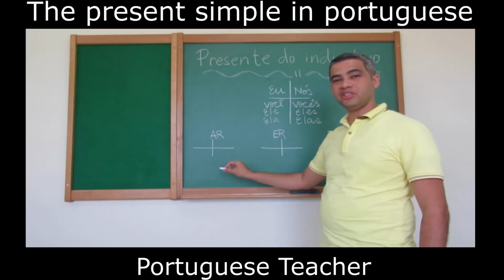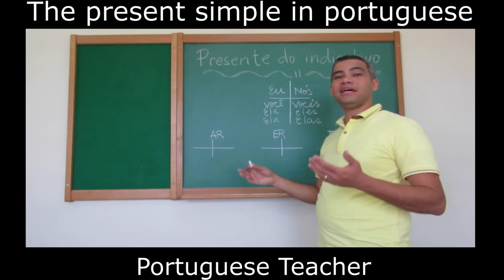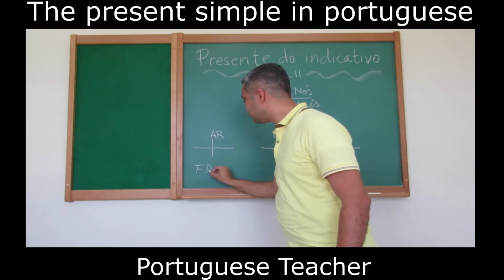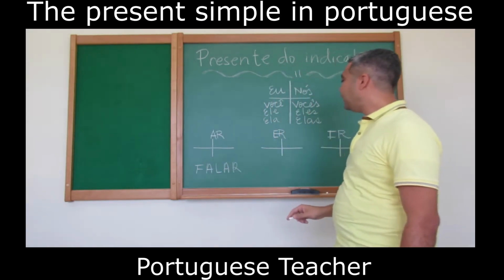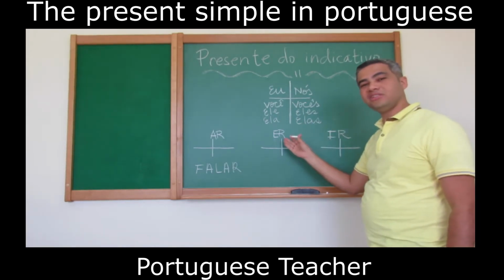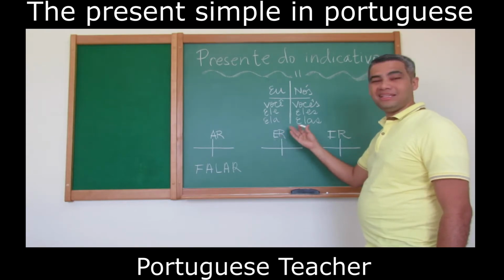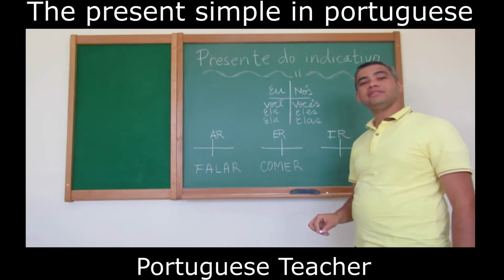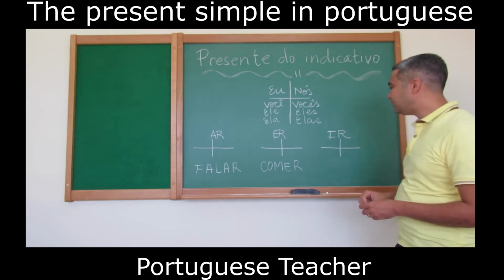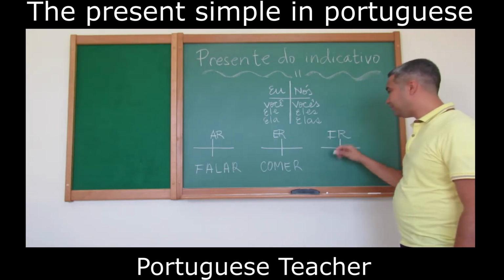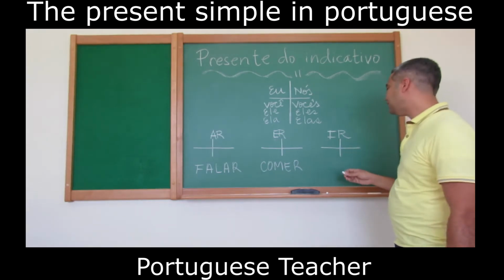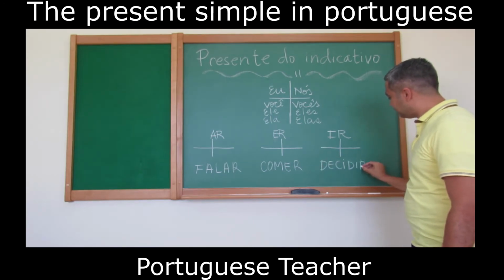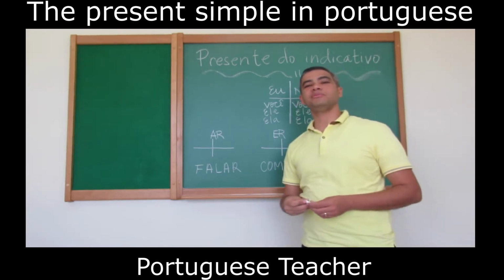We have the first conjugation that consists of verbs that end in AR, like the verb falar, for example. And also the second conjugation that ends in verbs in ER, for example, the verb comer. And the third and last conjugation, which consists of verbs that end in IR, like the verb decidir. So, again, how does this system work?